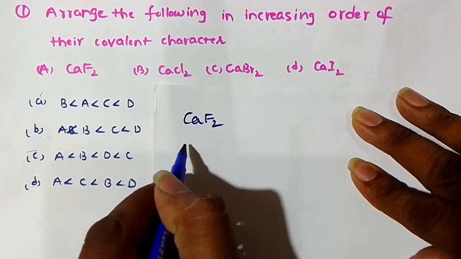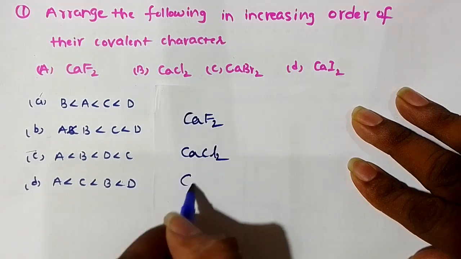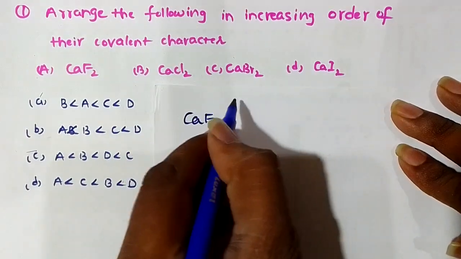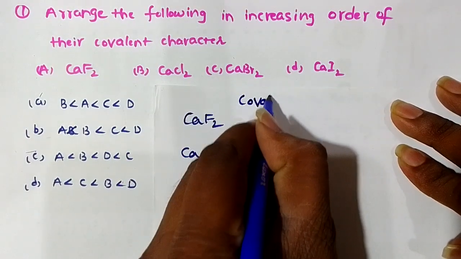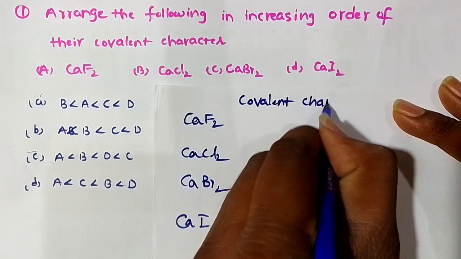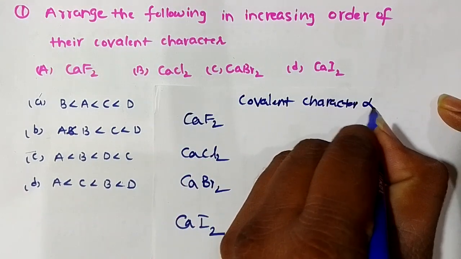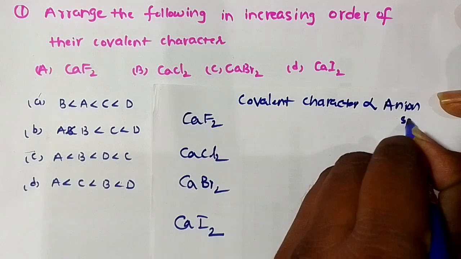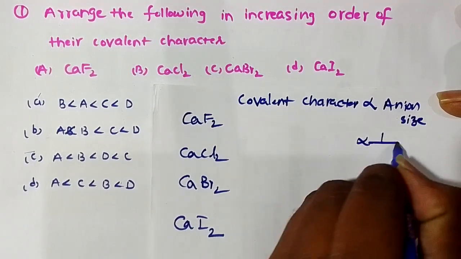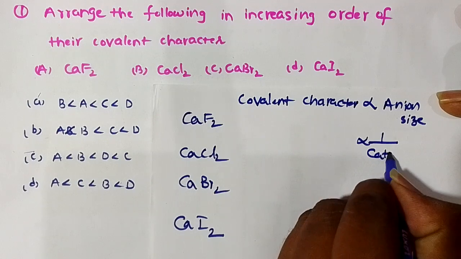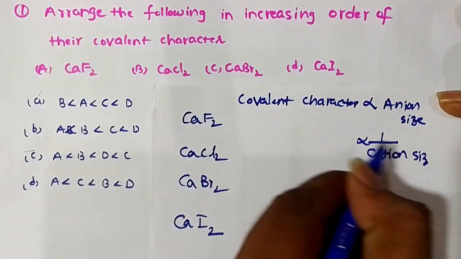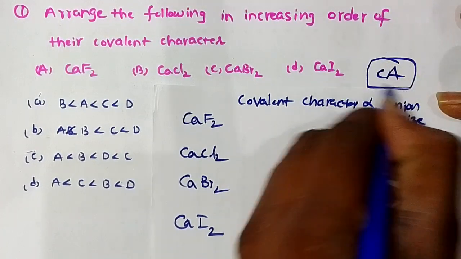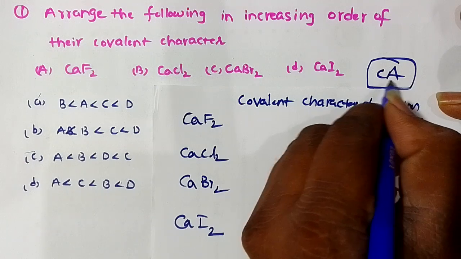CaF2, CaCl2, CaBr2, CaI2. So covalent character is directly proportional to anion size, and inversely proportional to cation size. Already you know that. I already gave one code, that is CA, chartered account. That means covalent character is directly proportional to size of anion.